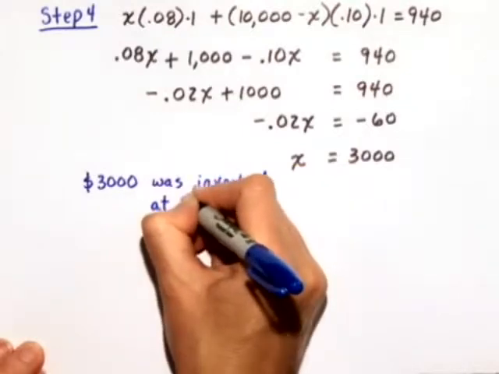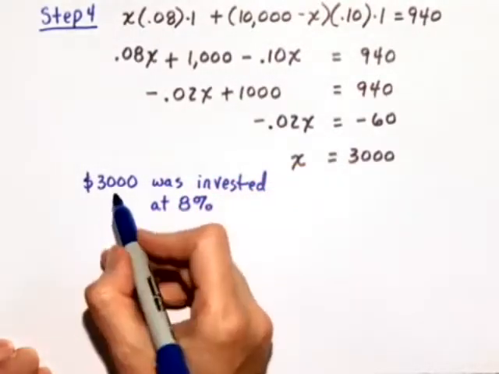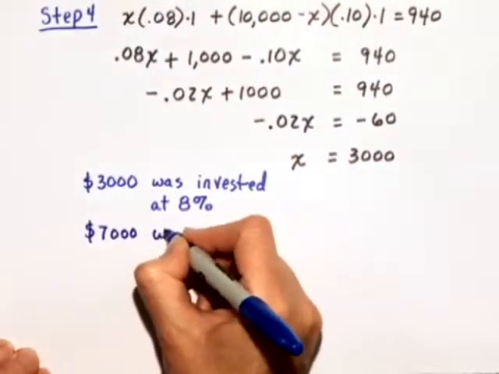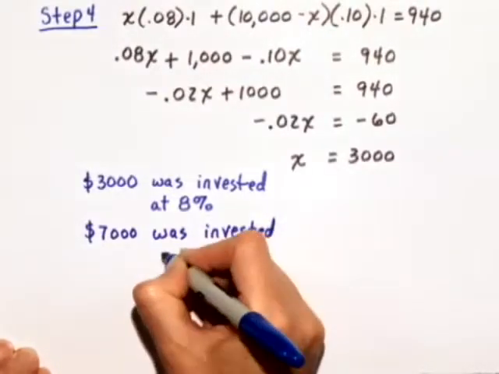So since x is equal to 3,000, 3,000 was invested at 8%. And then I have to take 10,000 and subtract 3,000, and I'll get a total of 7,000 was invested at 10%.